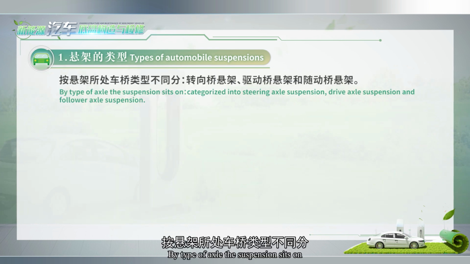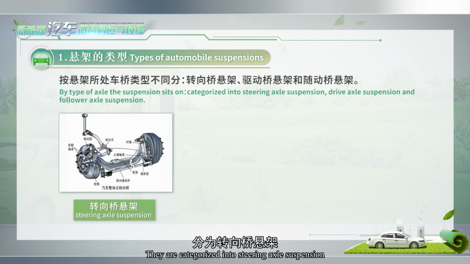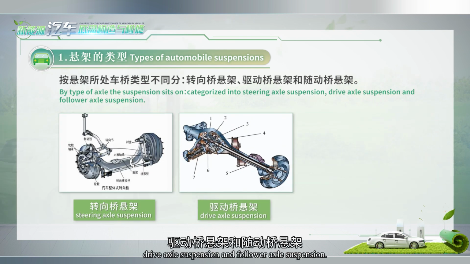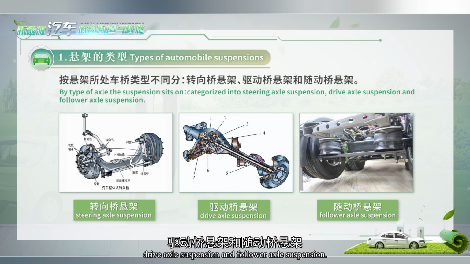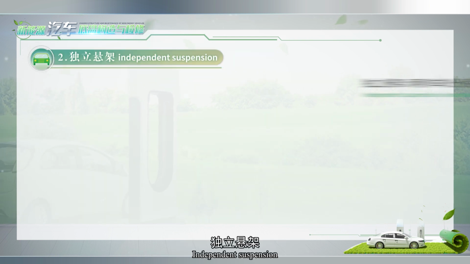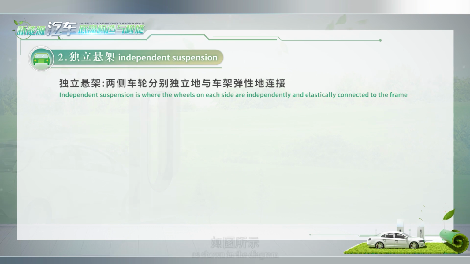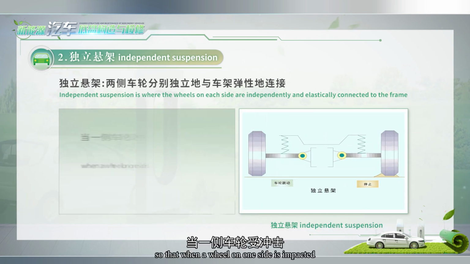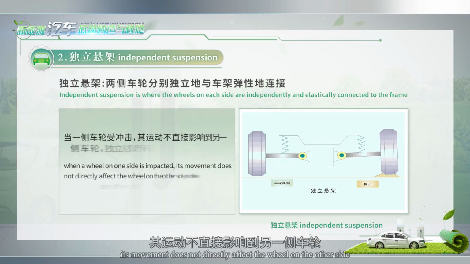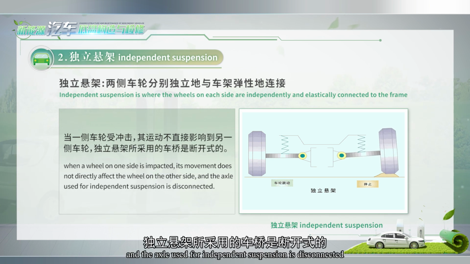By type of axle the suspension sits on, they are categorized into steering axle suspension, drive axle suspension, and follower axle suspension. 2. Independent suspension. Independent suspension is where the wheels on each side are independently and elastically connected to the frame, as shown in the diagram, so that when a wheel on one side is impacted, its movement does not directly affect the wheel on the other side, and the axle used for independent suspension is disconnected.